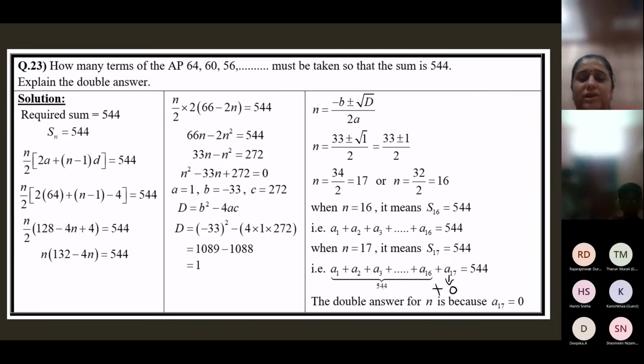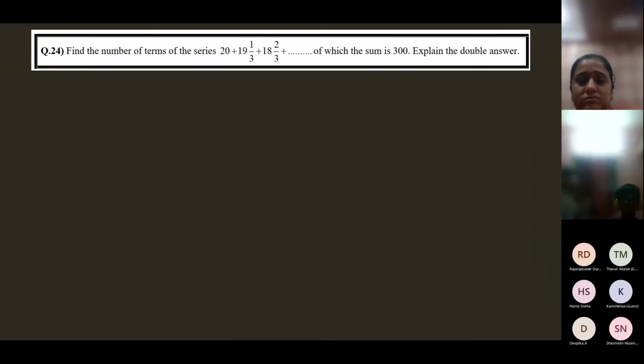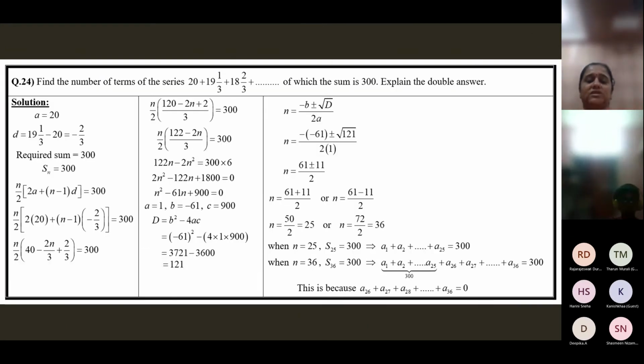So explain the double answer. This is what you should write. This working you must show. This is explaining the double answer. Yeah, take a screenshot, children.